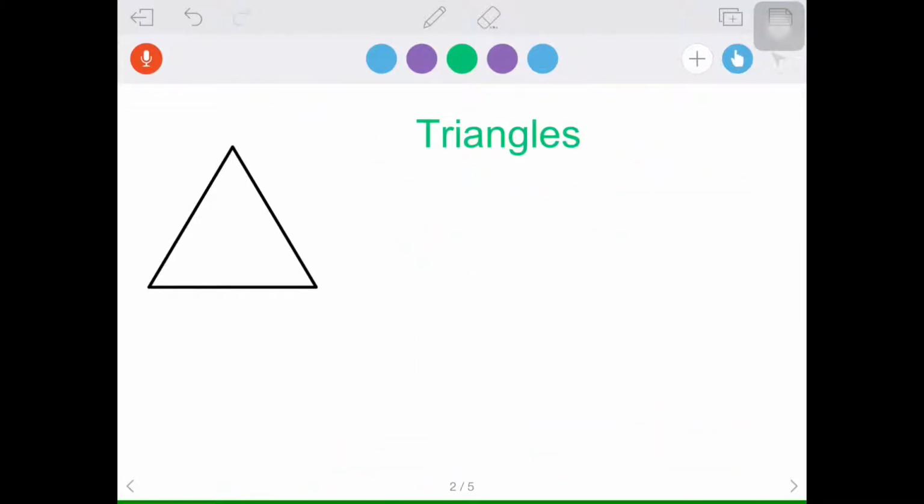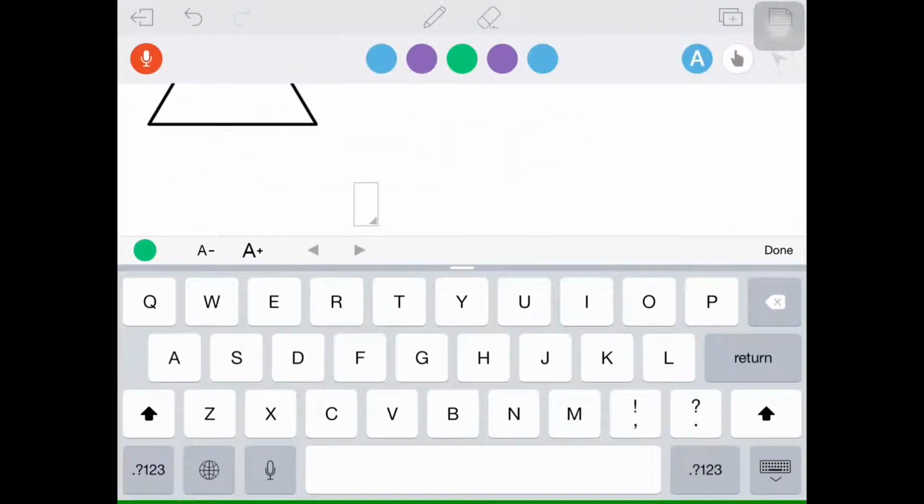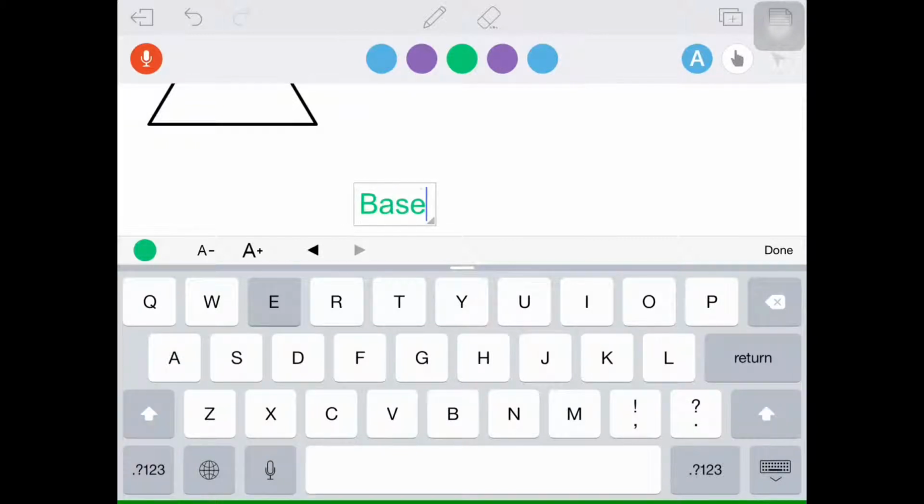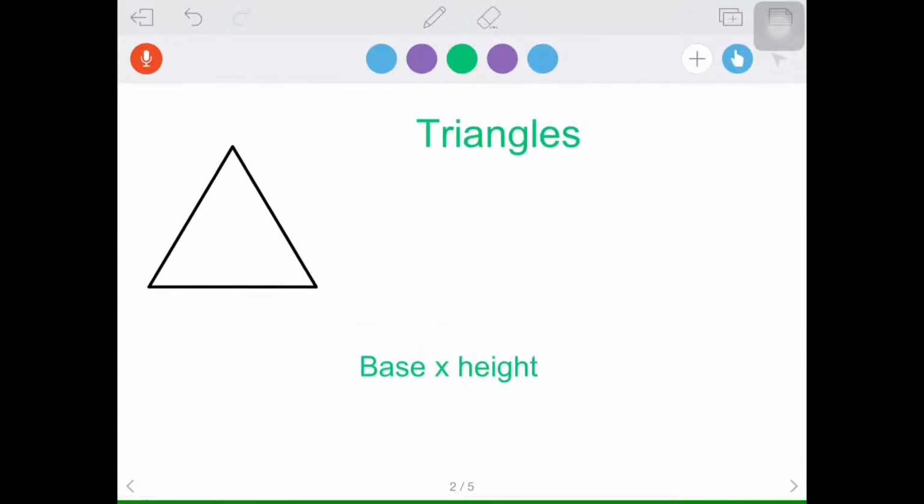First of all, we're going to be talking about triangles. I'm talking about triangles first because it's the most different one out of the triangles, squares and rectangles, and parallelograms. The formula for triangles is base times height, and since there's no divided sign here, I'm going to put divided by 2.